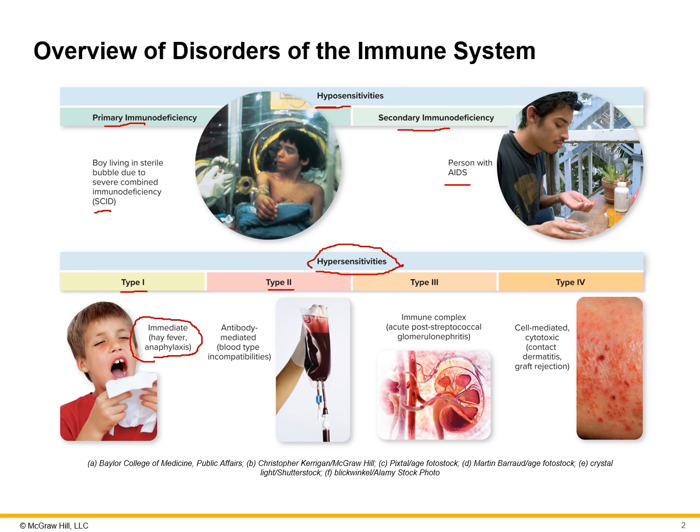Then with the type 2, this is going to be antibody mediated. So instead of an antigen causing an overactivation of the immune system, here there's an antibody issue. So it's mediated by those. This is mainly where we're going to talk about blood types and how there are certain types that don't mix and why that is.